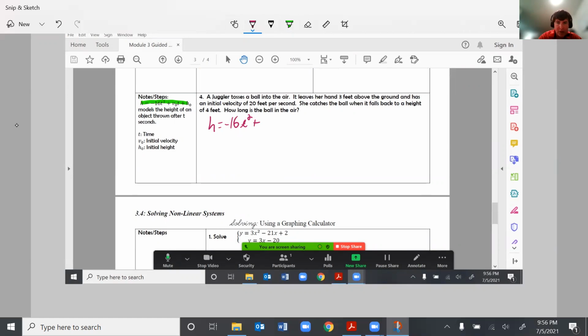My velocity, 20 feet per second, t. Its initial height was 3. She catches the ball and it falls back to a height of 4 feet. So my height here is actually going to be 4. How long is the ball in the air? Follow the steps. Set equal to 0, quadratic formula. Boom. Subtract 4. So I have 0 is equal to negative 16t squared plus 20t minus 1. I mean, it makes sense. It means the ball went up 1 foot, right? She threw it at 3 feet. She caught it at 4 feet. There's a difference of minus 1 between the two.